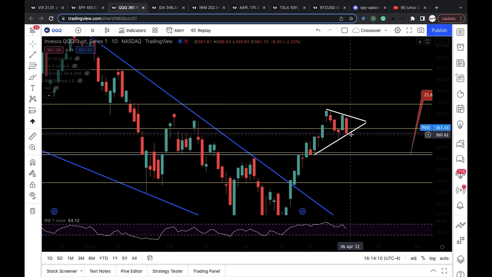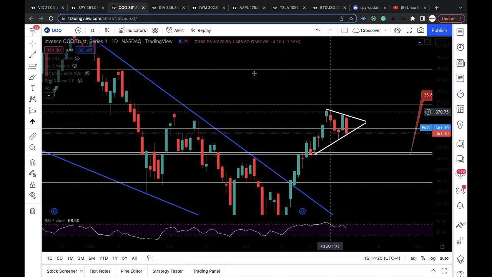So 362 is the breakdown level. Below is bearish. Above 368.8, that's bullish, and anything in between those levels is just chop within the triangle pattern.